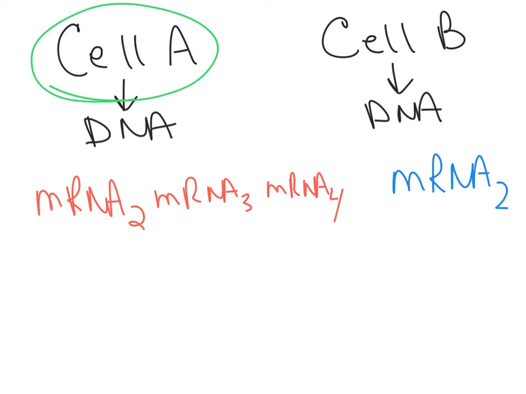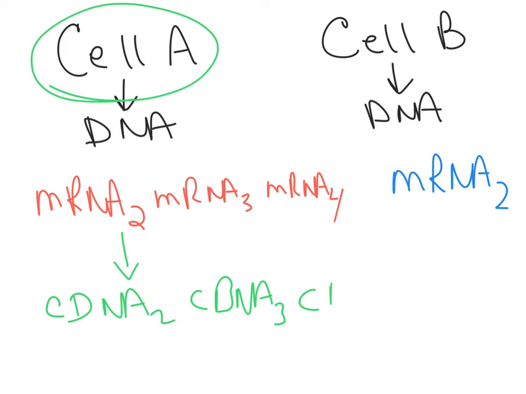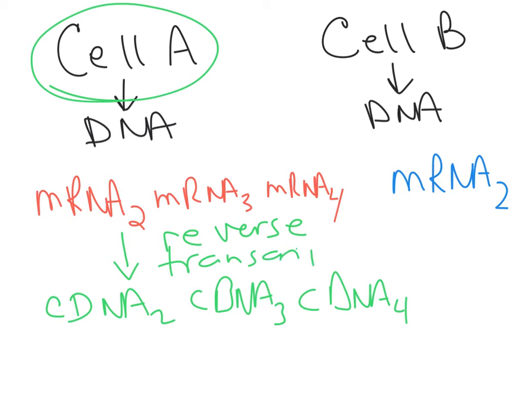So the first thing you have to note is that this is the cell that you are going to use the reverse transcriptase on and create the cDNA. So we're going to have cDNA 2, 3, and 4. And remember, if you've been asked to illustrate this, that you put reverse transcriptase. That is the enzyme that is creating the complementary DNA.